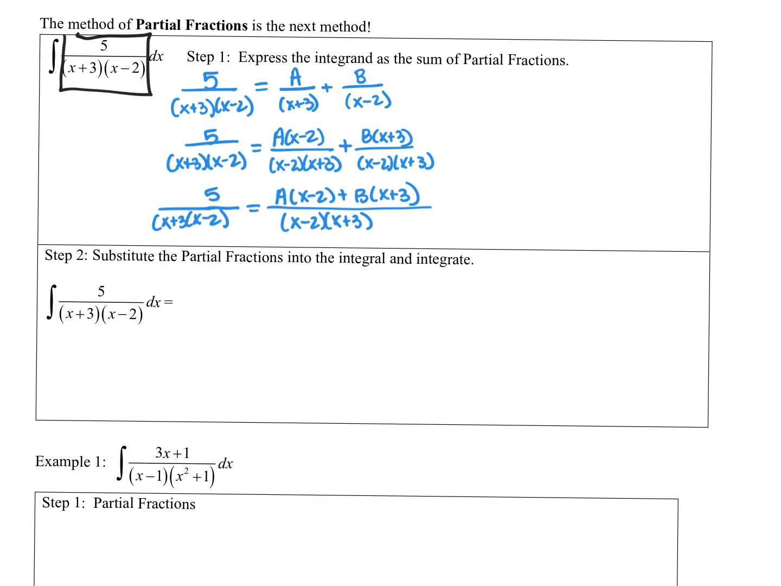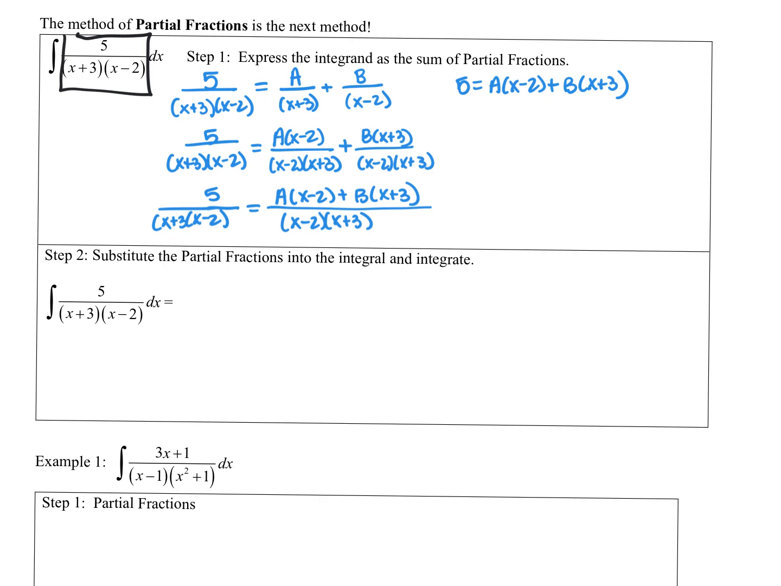Now, we have a fraction and a fraction. These two have the same denominator. So if they have the same denominator, what is this numerator going to have to be equal to? 5. So now we've given ourselves an equation. 5 is equal to A times X minus 2 plus B times X plus 3. So we get to kind of ignore the denominators. You'll usually jump from this step to this step in the future, but I want you to understand why you're doing what you're doing. So that's why we're doing that the first time.